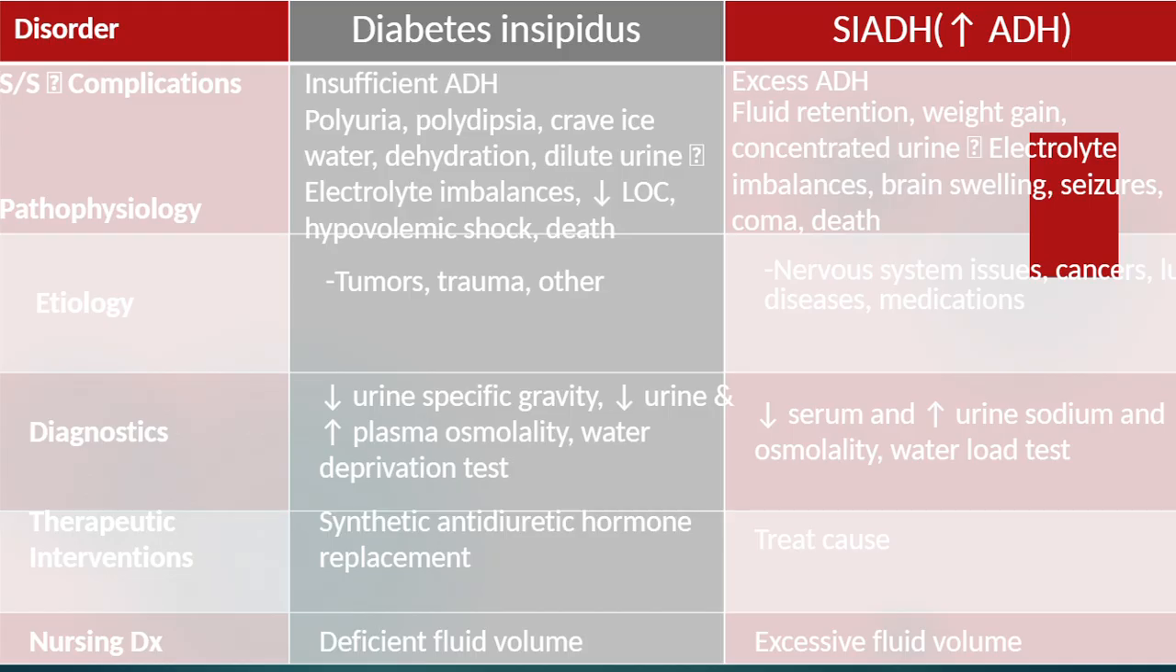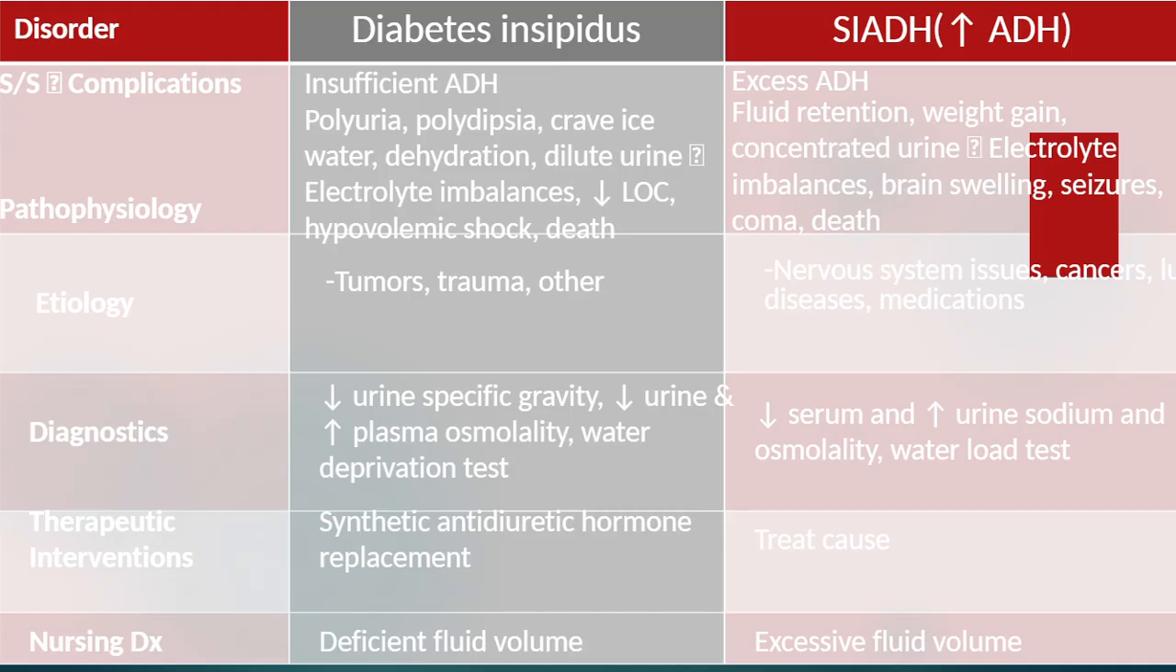Now let's look at the opposite problem, syndrome of inappropriate antidiuretic hormone, or SIADH. In this condition, there is too much antidiuretic hormone, meaning the body holds onto too much water. Instead of releasing excess water in the urine, the kidneys reabsorb it, causing fluid retention, concentrated urine, and dilutional hyponatremia, or low blood sodium levels due to excess water.